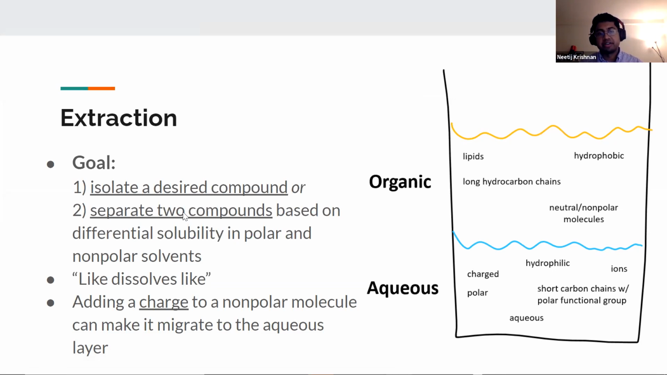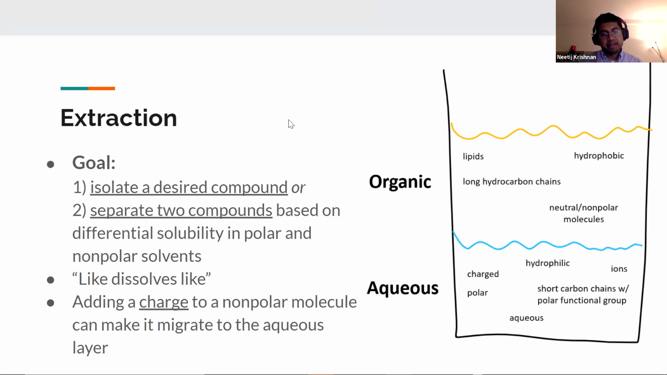This usually involves two layers: an organic layer with a non-polar solvent like diethyl ether, where hydrophobic compounds like to hang out, so long hydrocarbon chains, neutral or non-polar molecules, lipids, etc. And an aqueous layer that usually has a polar solvent, typically water, where hydrophilic compounds like to hang out, like charged molecules, ions, short carbon chains that have a polar functional group, etc. The basic principle here is that like dissolves like. And one thing to note that becomes really useful is that if you add a charge to a non-polar molecule, it's likely to migrate to the aqueous layer where that charge can be solvated by water.